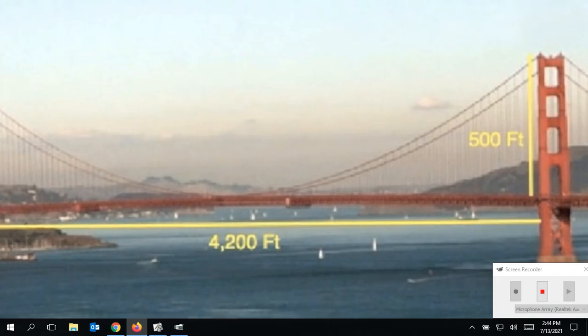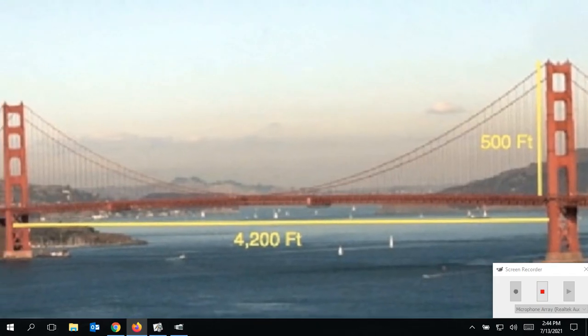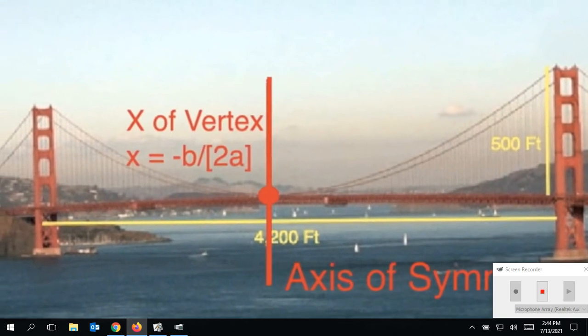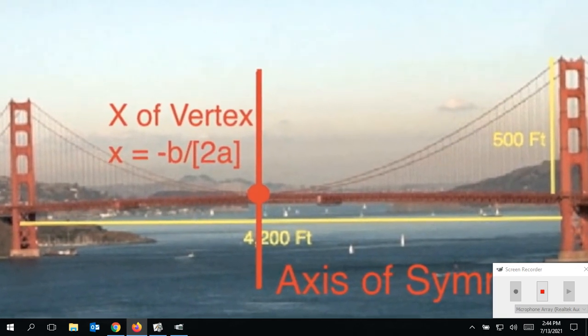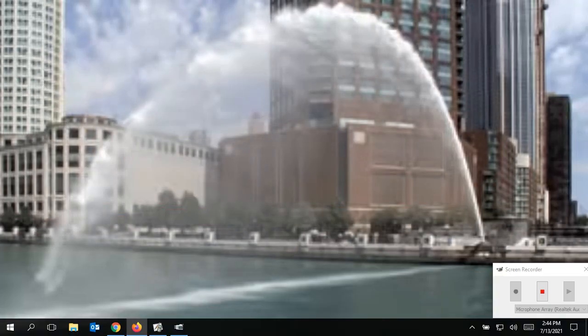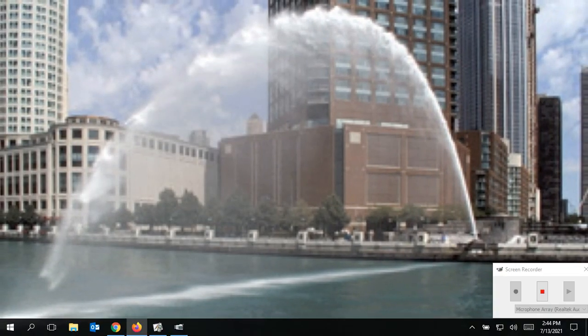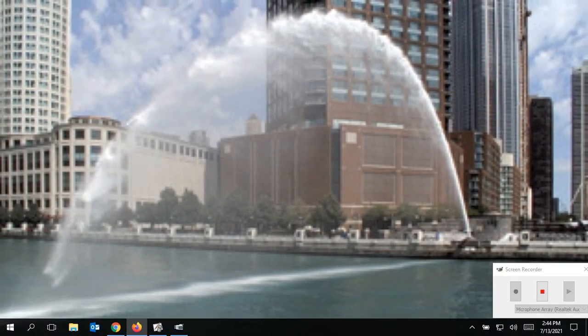I can graph the parabola. Start with negative b over 2a. I can graph the parabola. Start with negative b over 2a.